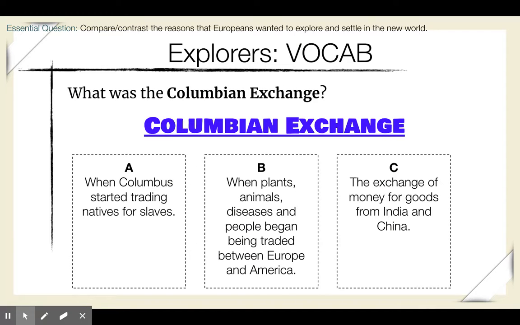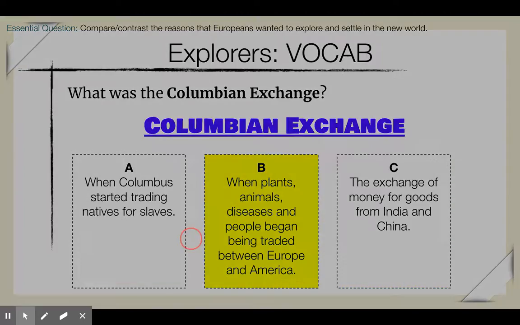All right, now how about this? The Columbian Exchange. You learned a little bit about this in our last lesson. So what was the Columbian Exchange? A, when Columbus started trading natives for slaves. B, when plants, animals, diseases, and people began being traded between Europe and America. Or C, the exchange of money for goods from India and China. If you said B, you are correct.